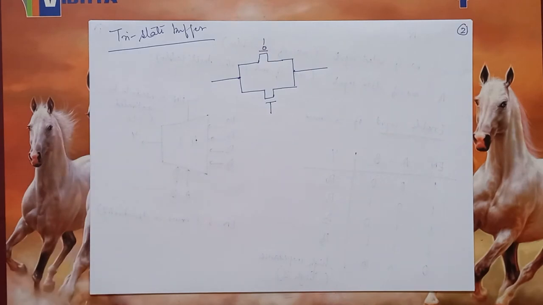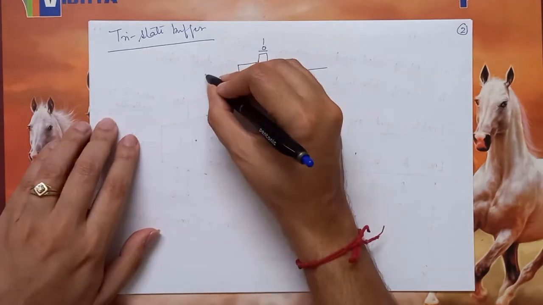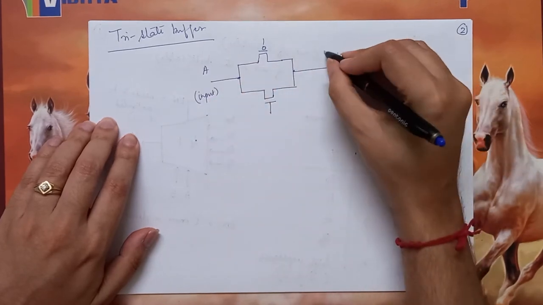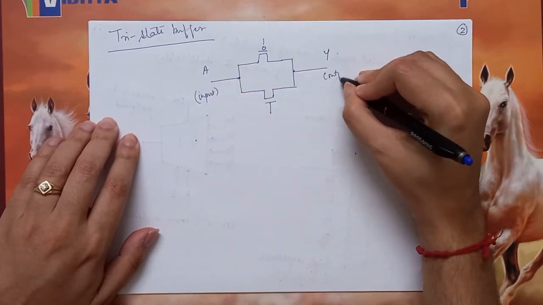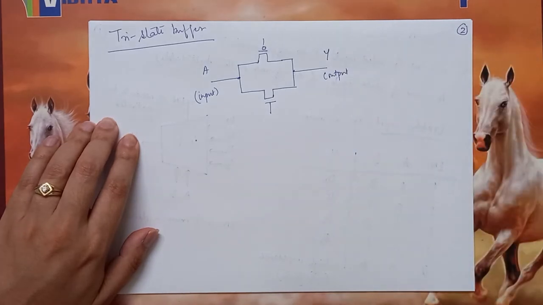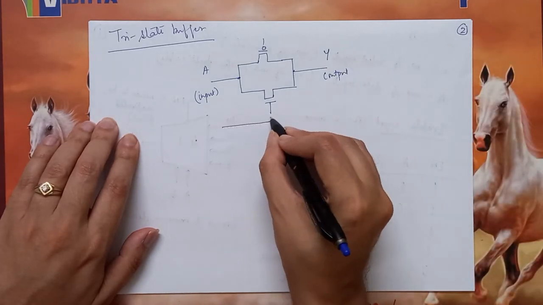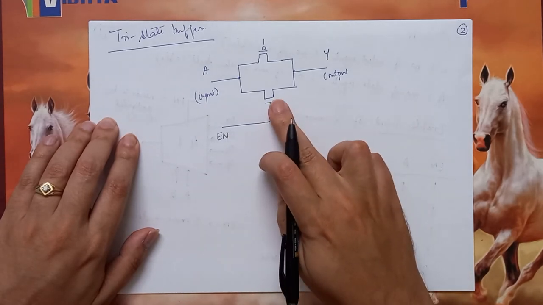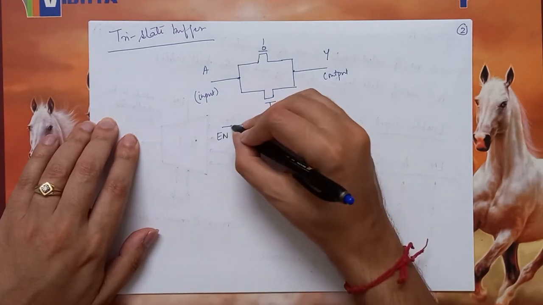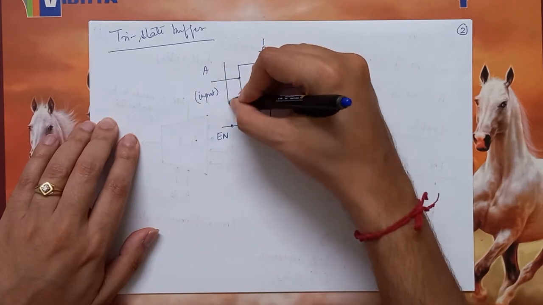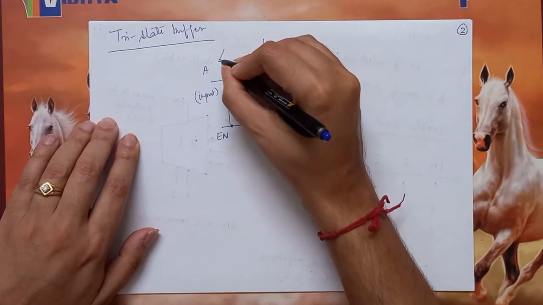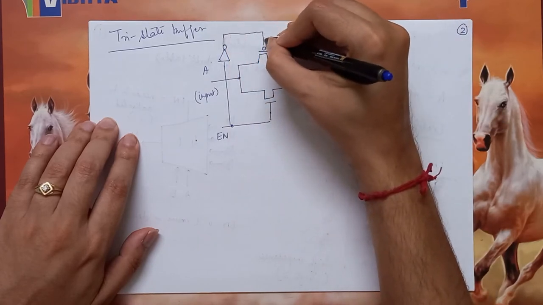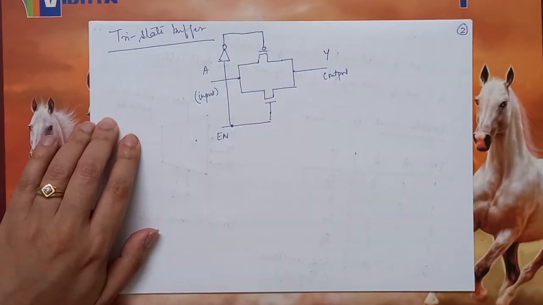So, let me call this A, which is an input, and Y, which is an output. And I am giving another input called enable, EN. This is going directly to the gate of the NMOS, and I am feeding this through a NOT gate into the gate of the PMOS.